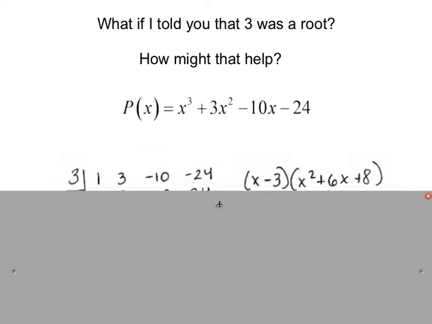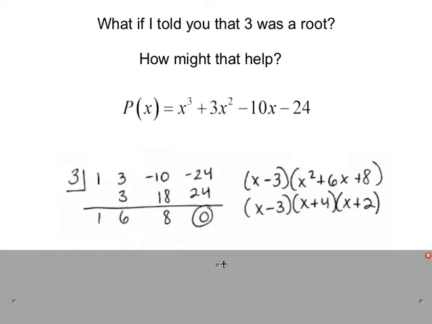Well, the way that would help is if 3 is a root, I know that x minus 3 is a factor. So if I take my function and I divide by x minus 3, or I use synthetic division with 3 being my root, I can find out that my remainder is 0. I know it should be because I was told 3 was a root. Then this factors as x minus 3 times the quotient that I get when I do my division. At this point, x squared plus 6x plus 8 factors further. I can factor that. So now my zeros are 3, negative 4, and negative 2.